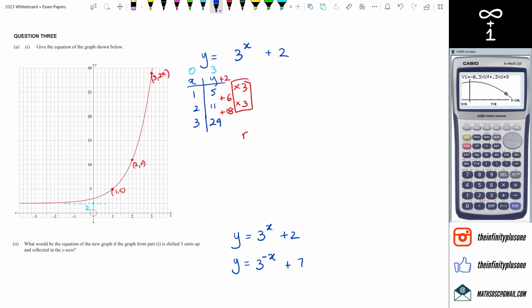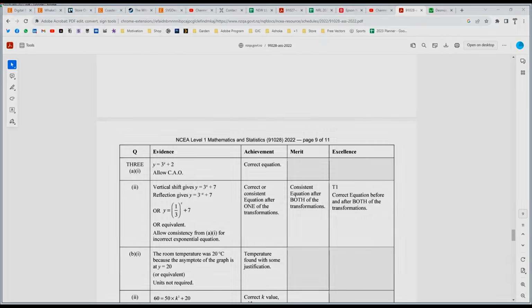Well, it's really interesting because I'm looking at the answer schedule. This is an excellence question, because they're saying correct equation before and after both of the transformations. What do you mean by that? After both of the transformations.